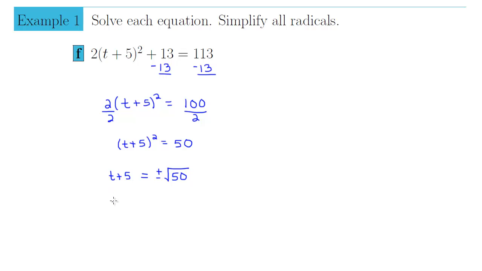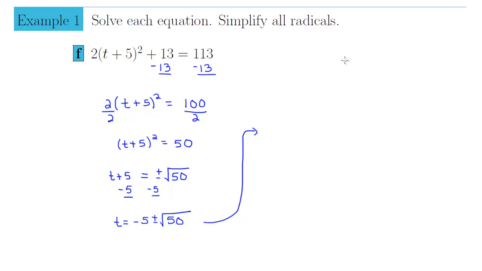We continue, solve for t. That means isolate t on the left, so we need to remove the 5 by using reverse operations. And as before, we put the 5, in this case negative 5, in front of the plus or minus. This gives us t equals negative 5 plus or minus the square root of 50. Our final step is to simplify.